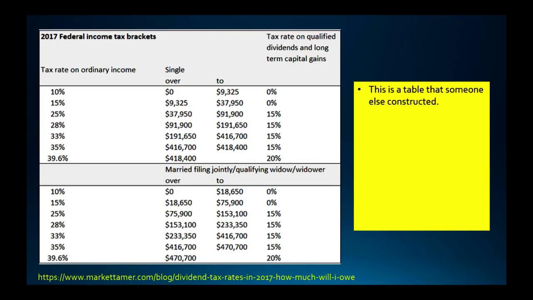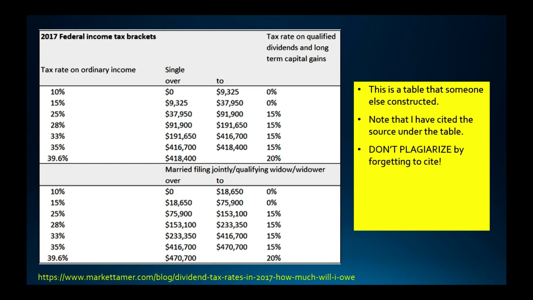So here's an example. This is a table that somebody else constructed, and it's reasonably organized. It's basically the tax table, so this would be part of our tax code. And note that I have cited the source under the table. So this particular source is the one that put together this tax information. So don't plagiarize by forgetting to cite.